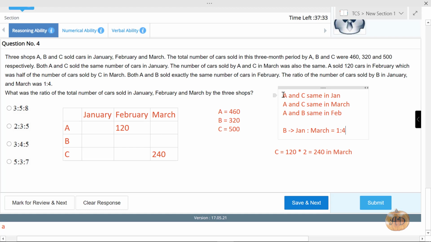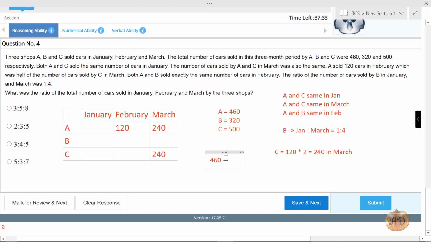Okay, so it says that A and C same in Jan and A and C same in March. So if A and C same in March, and C sold 240 cars in March, then A will also sell 240 cars in March. Now here we can fetch the data of cars sold by A in January, since we have been provided with this data, that A equals 460 total cars he sold in 3 months.